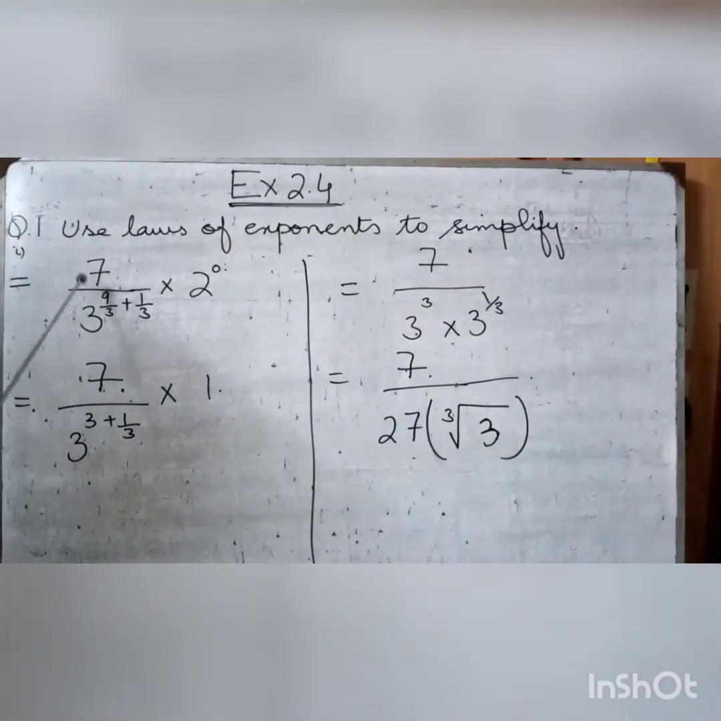Then 7 over 3 raised to power 9 over 3 plus 1 over 3, multiplied by 2 raised to power 0. From the laws of exponents, 2 raised to power 0 becomes 1. So 7 over 3 raised to power 3 plus 1 over 3. According to the laws of exponents, 7 over 3 raised to power 3 multiplied by 3 raised to power 1 over 3. That gives 7 over 27 times the cube root of 3.